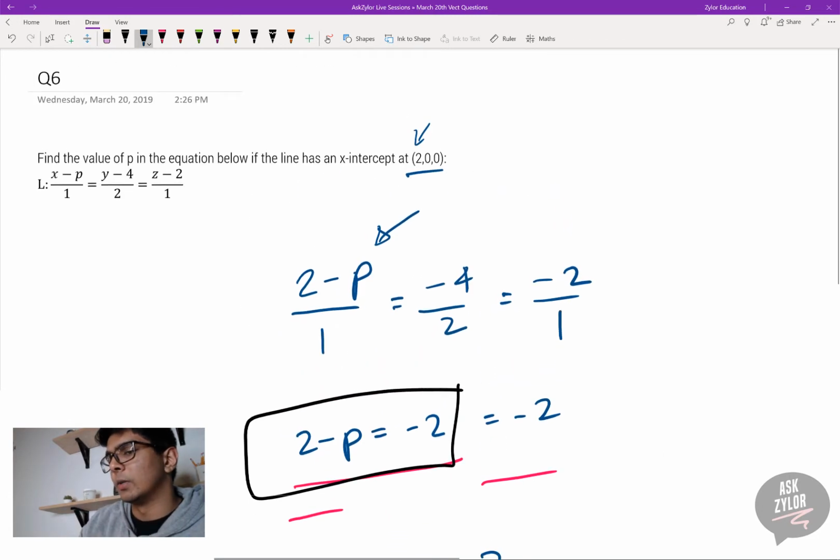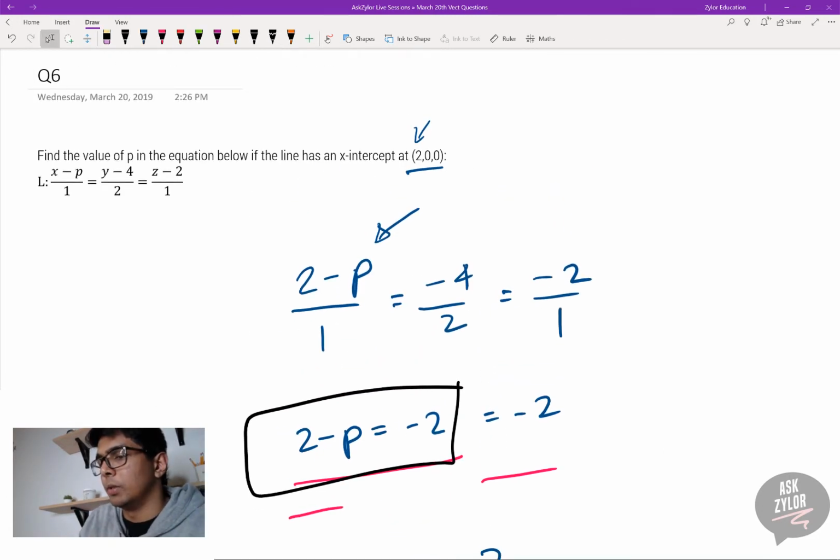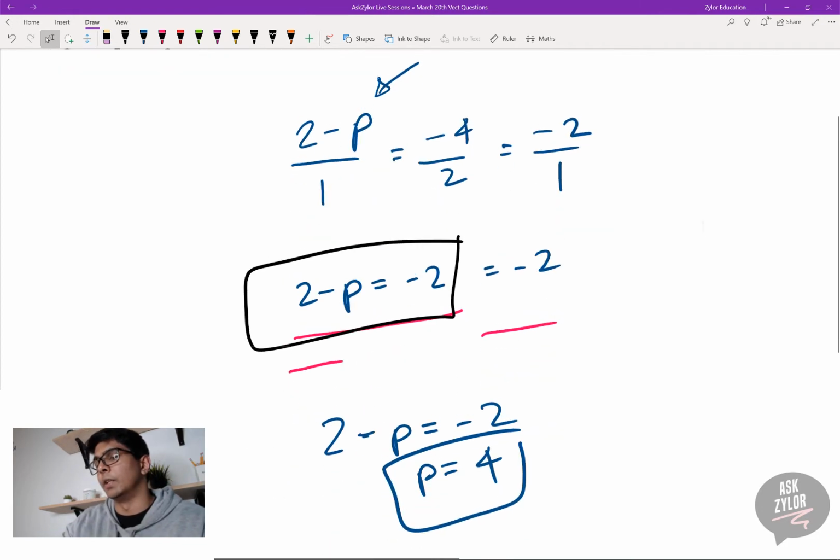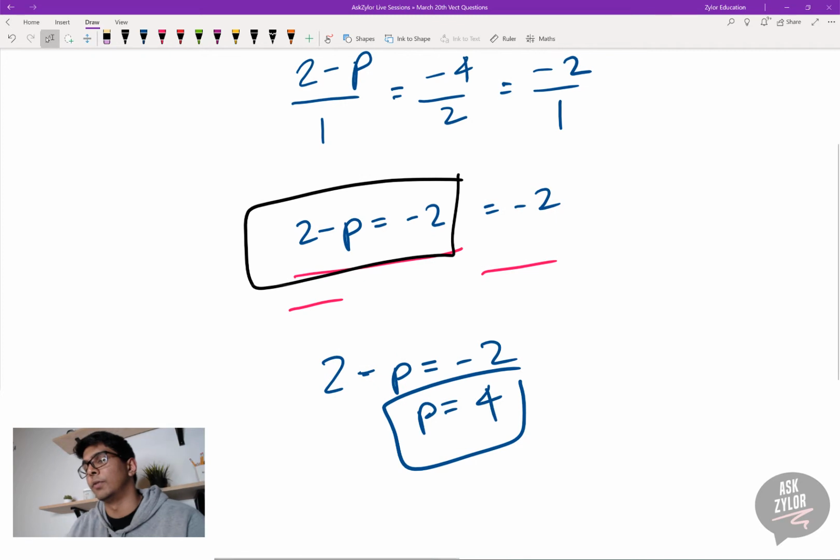So the question was simply asking: find the value of p in the equation below. We were given the symmetric equation, so all I did was plug the coordinate given to me into my symmetric equations. I used 2 of the equations, I didn't need to use all 3, and then found my p-value.